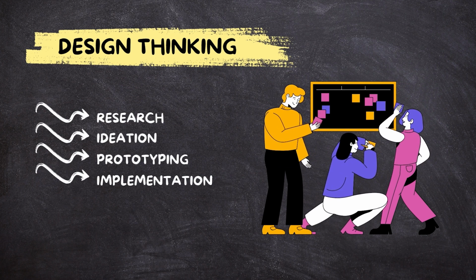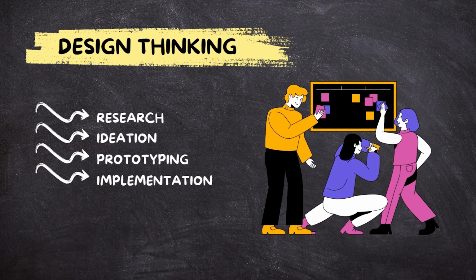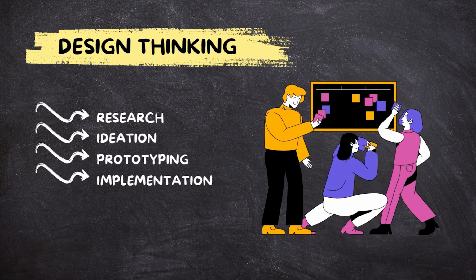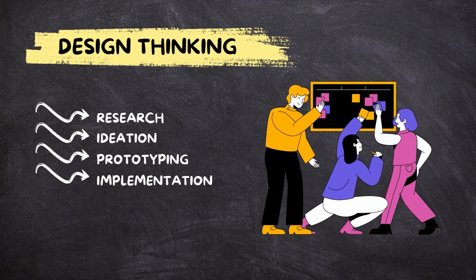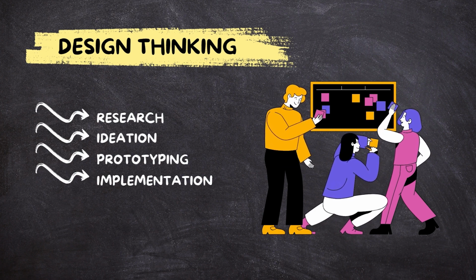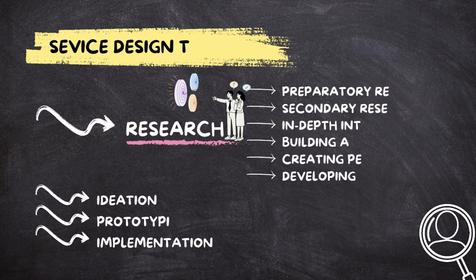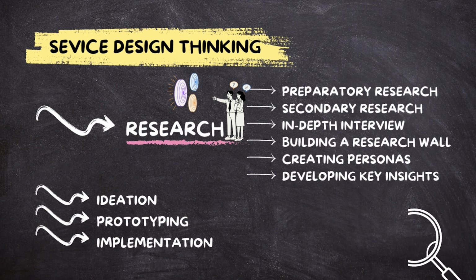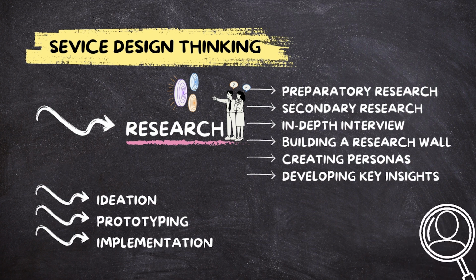This video will focus more on the service design thinking research stage, but it will also briefly explain the ideation and prototyping stages with the support of visual materials representing each stage's processes. During the research stage, some research methods are used. These methods are preparatory and secondary research from desk research types, in-depth interview as a participant approach, building a research wall, creating personas, and developing key insights. All those stages were enough to research our question.